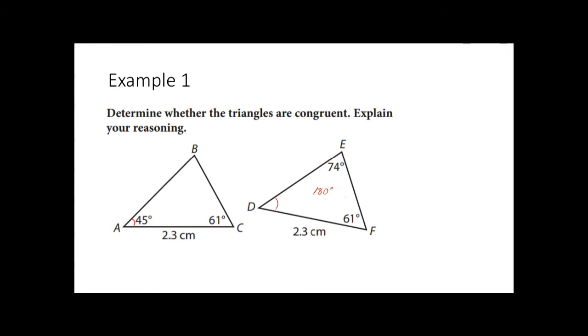We have the measure for angle E, adding up with the measure of F, adding up with the measure of D, should give you 180 because of the triangle sum theorem. Angle E is 74 degrees. Angle F is 61 degrees. Angle D, we don't know. That's why we're doing this. It should also add up to 180. Very nice. Let's combine like terms. 74 plus 61 is 135.